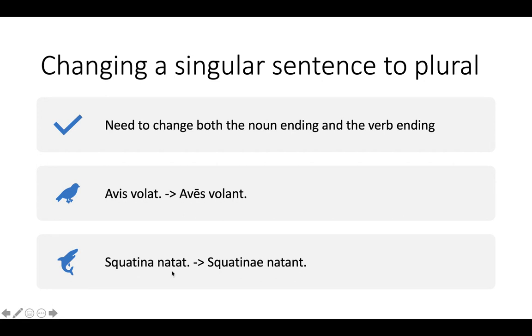Squatina natat is another singular sentence. The noun here is singular. There's only one shark doing the action. This means the shark swims. Squatinae natant means sharks swim. It's the plural of squatina natat.